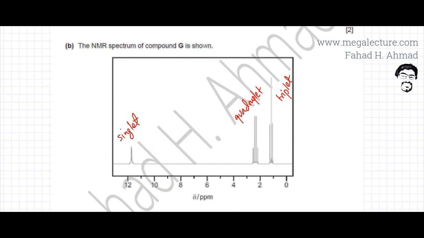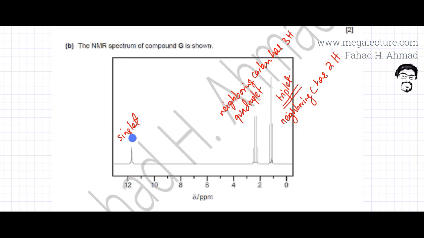What information does that give us? A triplet peak is going to indicate that the neighboring carbon atom is going to have 2 hydrogens. So that is the information that is provided by a triplet peak according to the N+1 rule. Similarly, you have a quadruplet peak that indicates according to the N+1 rule that the neighboring carbon has 3 hydrogens. And a singlet peak is usually obtained when the neighboring carbon atom has no hydrogens at all.